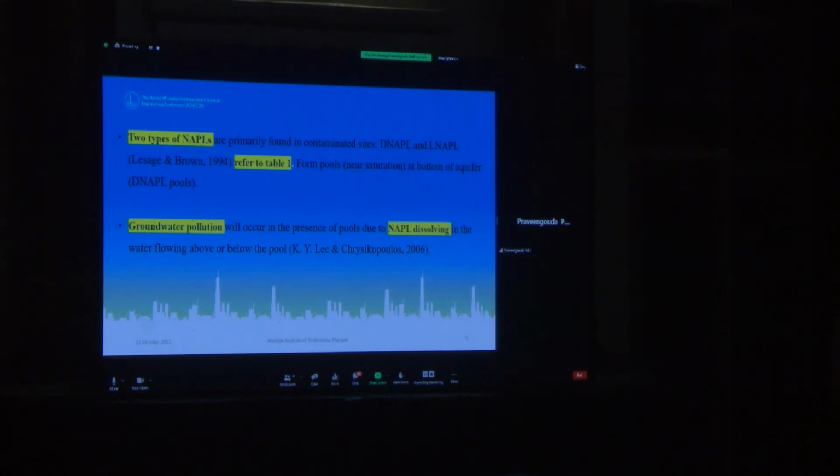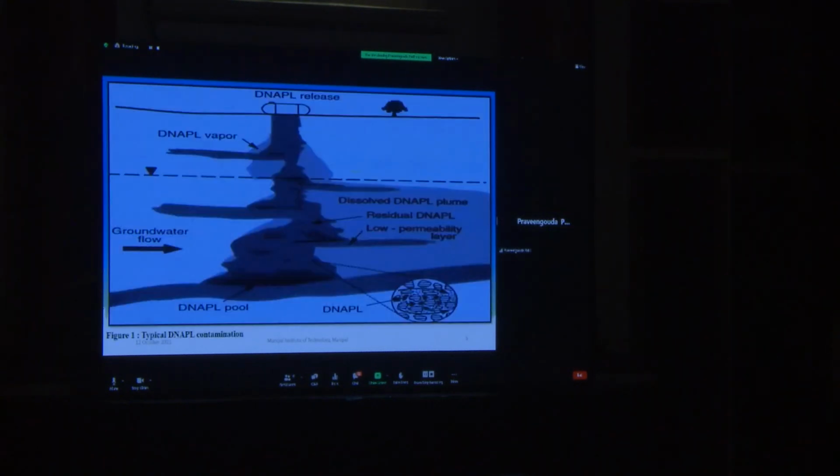Groundwater pollution will occur in the presence of these pools due to the dissolution in the water flowing above or below the pool. This is a typical figure which shows D-NAPL contamination from the ground level till the aquifer is reached.